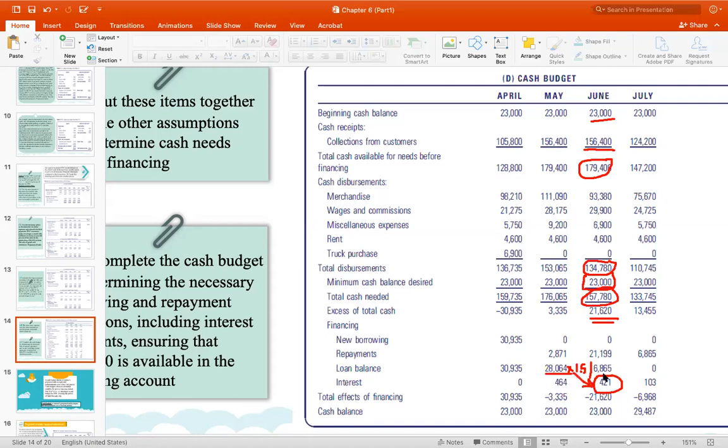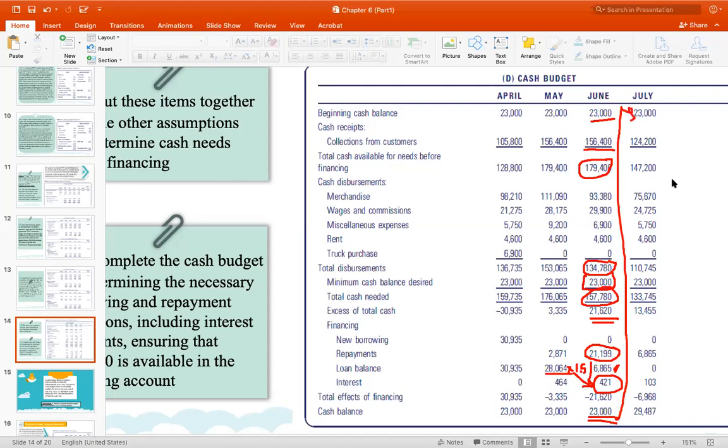At the same time, we still have extra cash. So the extra cash will be used for the repayment of part of the debt. And this will be the new loan balance after we have repaid: $21,199. Once again, we'll have a final cash balance equal to $23,000. So this one will be the beginning cash balance for the next month, and so on.